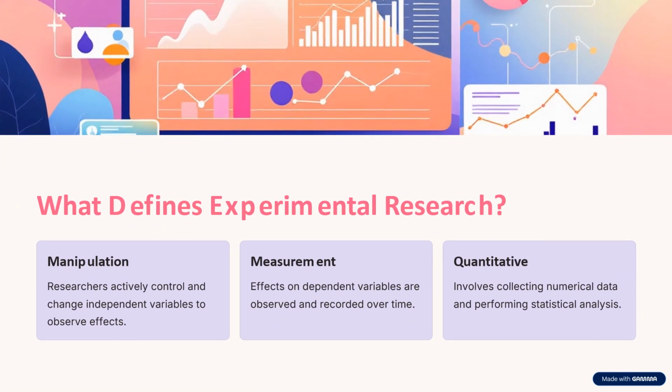What defines experimental research? Manipulation, when researchers actively control and change independent variables to observe effects. Measurement, where effects on dependent variables are observed and recorded over time. And it is a quantitative type of research that involves collecting numerical data and performing statistical analysis.